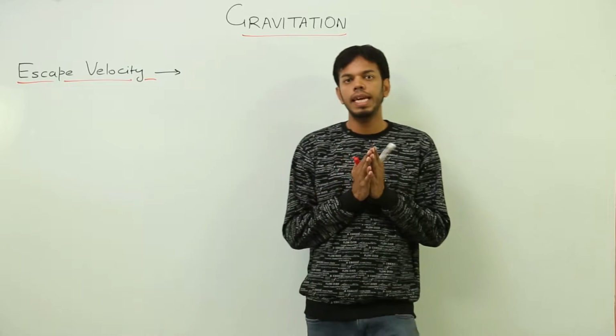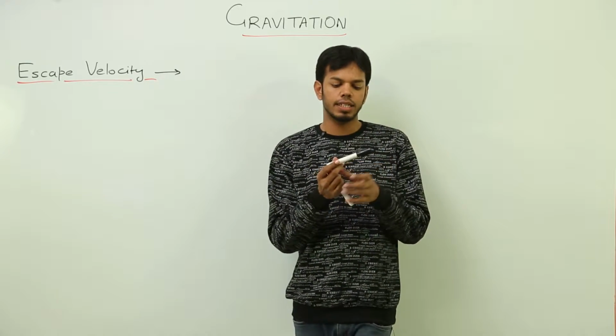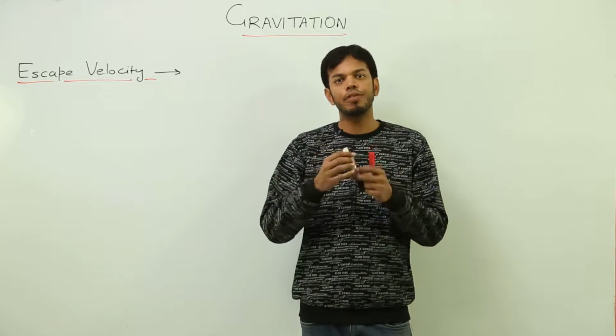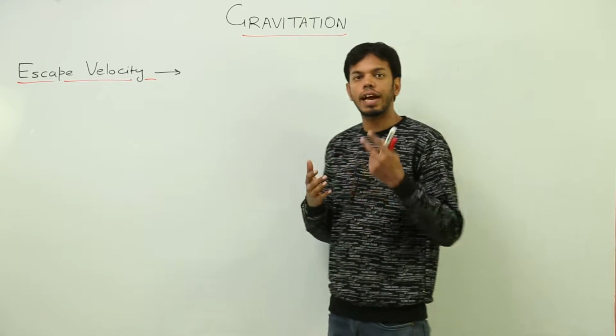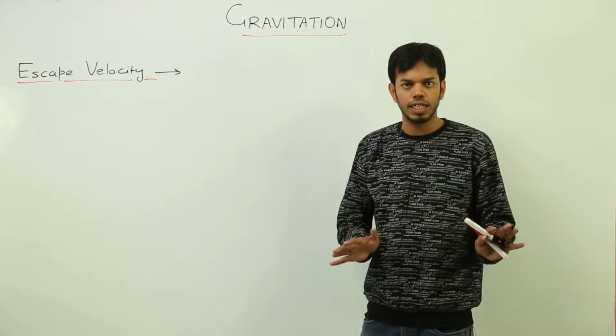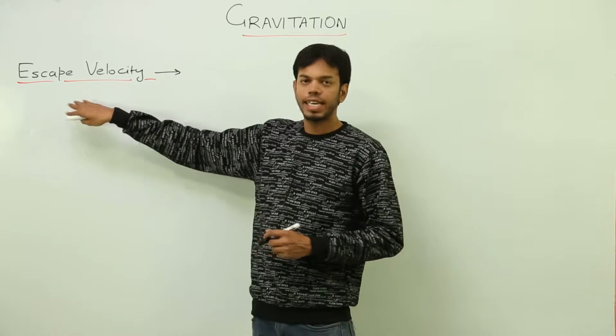So when we throw an object, like suppose this marker, if I throw it up, it will ultimately go to a height and come back, right? Why? That is because of the gravitational pull of the planet. Right now it's Earth. So what is escape velocity?